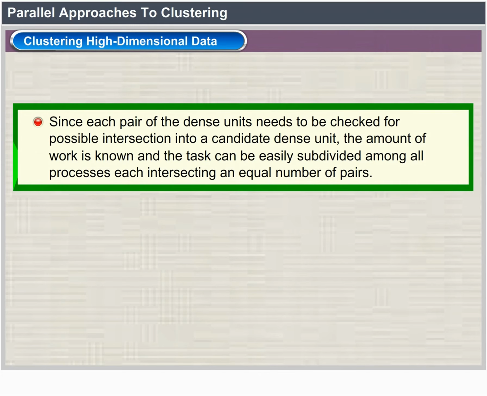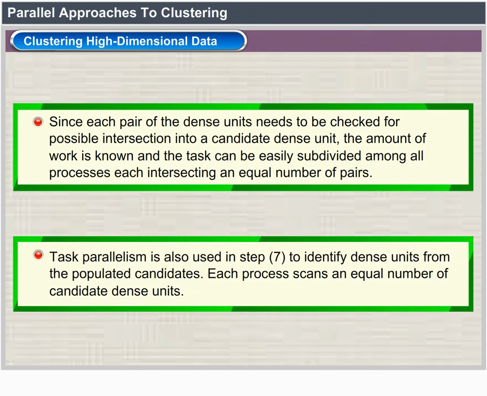Task parallelism is also used in step 7 to identify dense units from the populated candidates such that each process scans an equal number of candidate dense units.